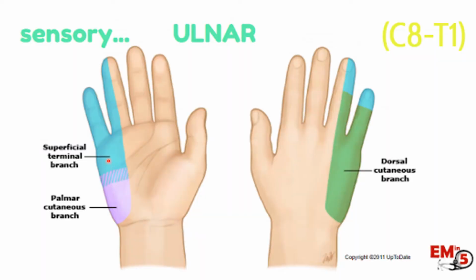Okay, so the superficial branch of the ulnar nerve supplies cutaneous branches to the anterior surface of the medial 1.5 digits. This is the medial side. The medial 1.5 digits are supplied by the superficial branch of the ulnar nerve. And the dorsal cutaneous branch of the ulnar nerve supplies the medial half of the dorsum of the hand, the fifth finger, and the medial half of the fourth finger.